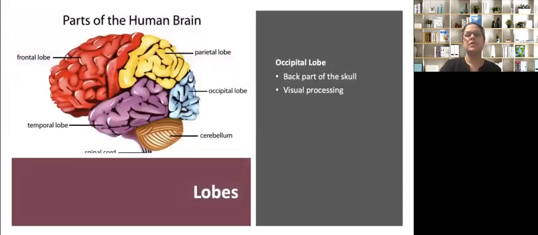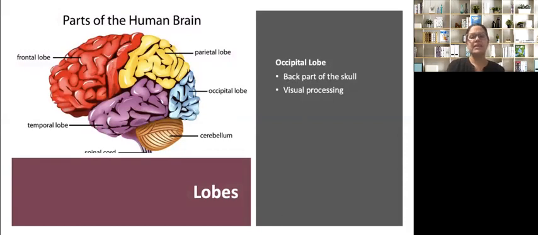The occipital lobe is located at the back part of the skull. So we've got the frontal lobe, then behind that the parietal lobe, and then sort of at the back bottom end of the skull is the occipital lobe. And this is responsible for visual processing, mostly of flashes of light and colors.